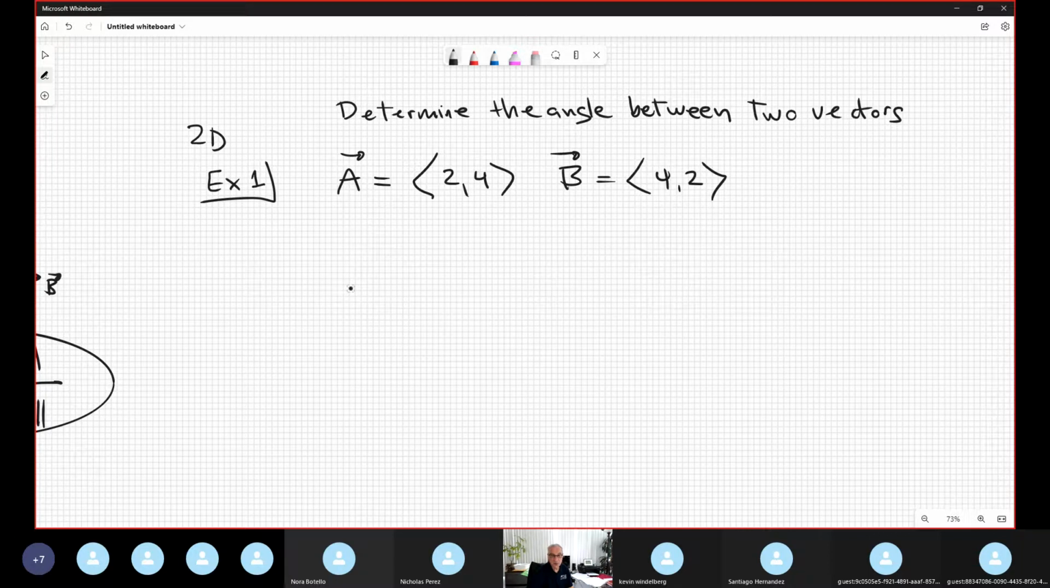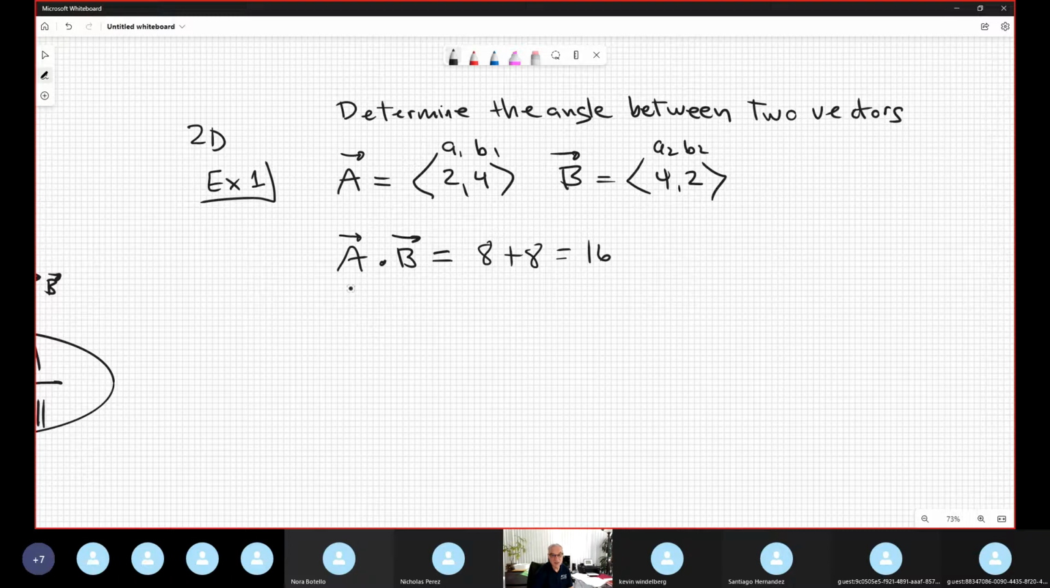When you need to find the angle in between two vectors, you use the dot product. You are doing the multiplication, A dot product B. And remember the formula. The formula is too easy: A1 B1 plus A2 B2. You multiply 2 times 4 is 8, and 4 times 2 is 8. It's a coincidence. Not always happen, but in this case, it's 16. The dot product is 16.